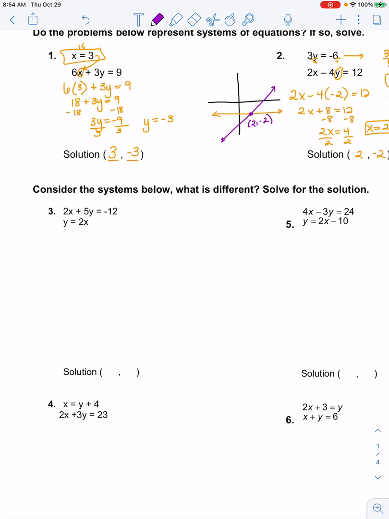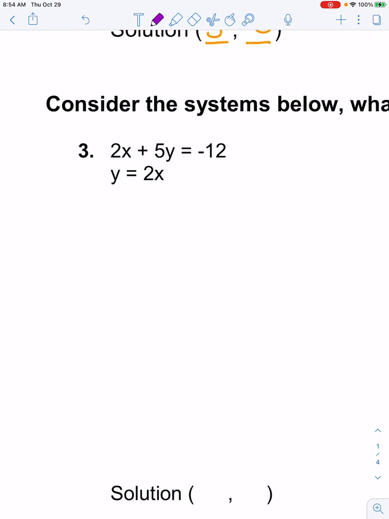It says consider the systems below, what is different? Solve for the solution. We'll look at number 3. What is different about this problem? Well, for number 3, I've got an equation with an x and a y, and I've got another equation with an x and a y.